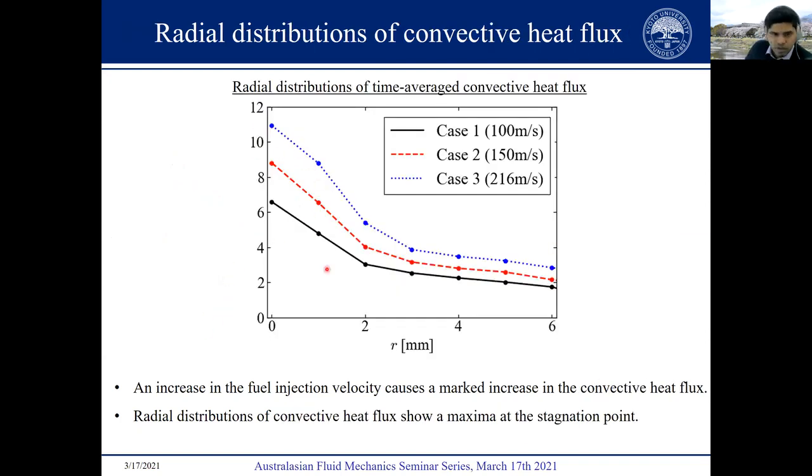Now here, I'm showing you just the radial distributions of the time averaged convective heat flux. So from the total heat flux, we just subtract the radiative heat flux, and you can see it is showing the same radial distribution trends as the total wall heat flux. So it is highest at the stagnation point for a given case and reduces with the radial distance. And the higher the fuel injection velocity, the greater the convective heat flux.